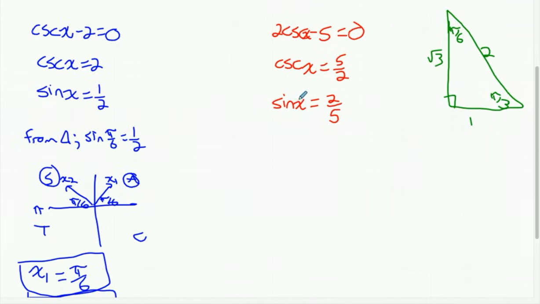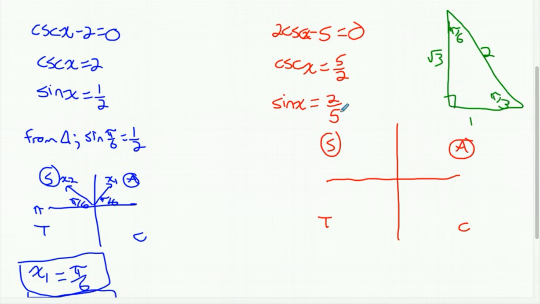So how could sine x equal 2 over 5? Well, 2 over 5, I can't get that ratio from any of my special triangles, so we're going to have to rely on the calculator. Now, once again, the calculator is going to give us one answer. We'll have to find the second because we know that sine is positive in two quadrants, and we have a positive sine ratio. Your calculator will give you this one. You have to use the reference angle to find that one.